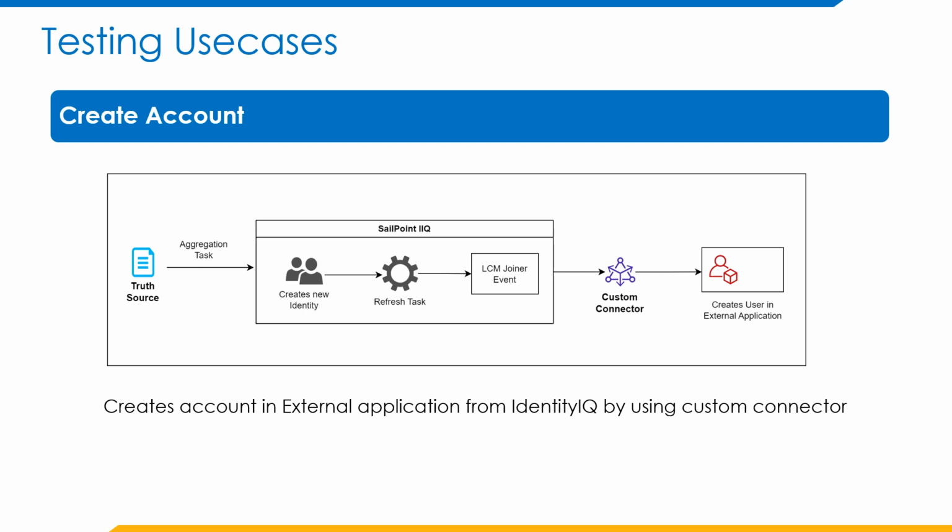The custom connector would receive this plan and perform the create operation in the external application as specified in the logic of the create method. The end result will be a new account is created for this identity in the application in IdentityIQ and a new user is provisioned into the external application.